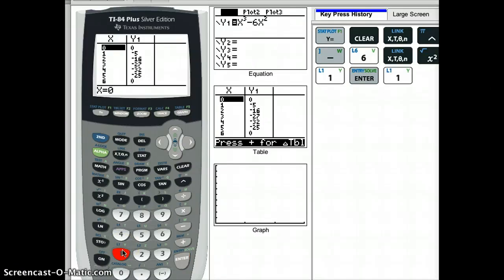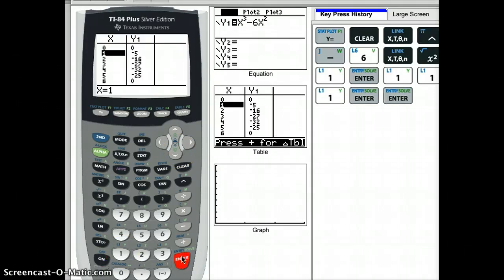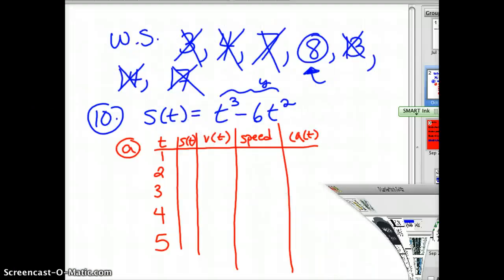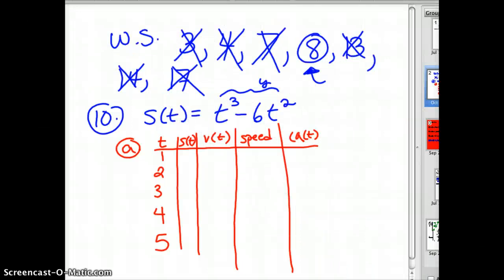So let's go to the table, and we are supposed to do it at 1, and a 2. I already did it actually, I guess I don't have to enter them. It's all in there. So let's log that on our chart. Let's go do it at 1, 2, 3, 4, and 5. It was a negative 5, negative 16. It also gave me the 0 on there, which I don't need. Negative 27, negative 32, and negative 25. So that's your position function.